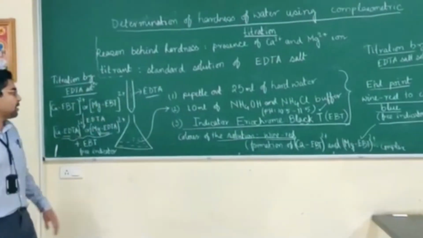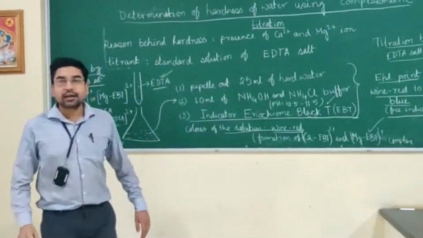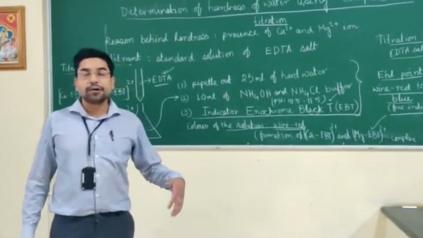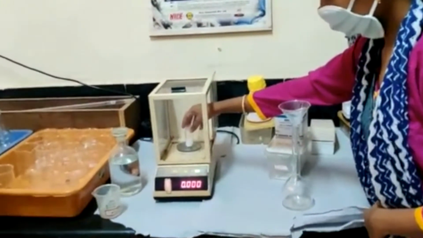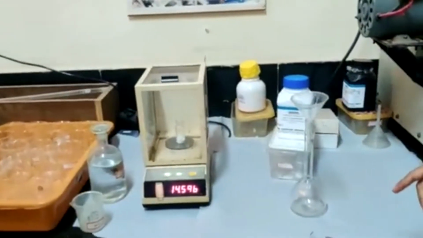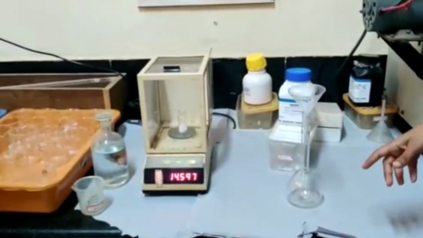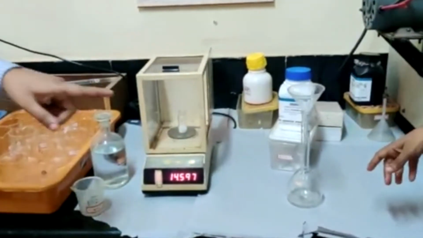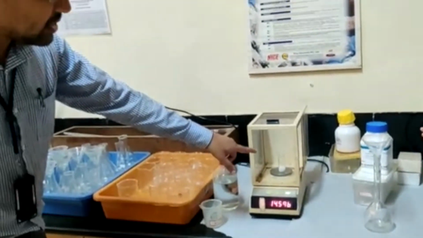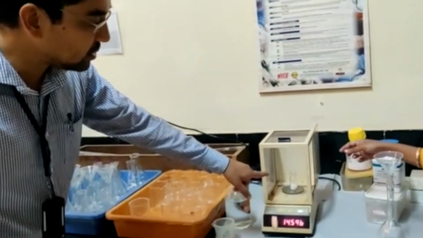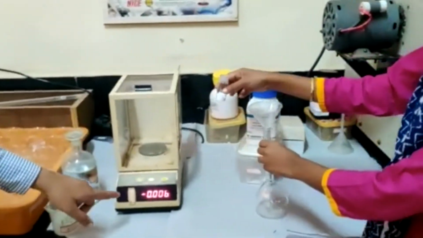So our next step will be how to prepare the EDTA solution. That I am going to show through a demo. First we need to prepare the standard EDTA solution. So we need to weigh out the EDTA. See here, ma'am has introduced the EDTA in a small bottle and she is taking the weight of the EDTA-filled bottle.